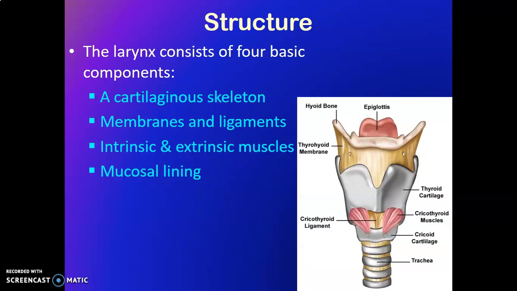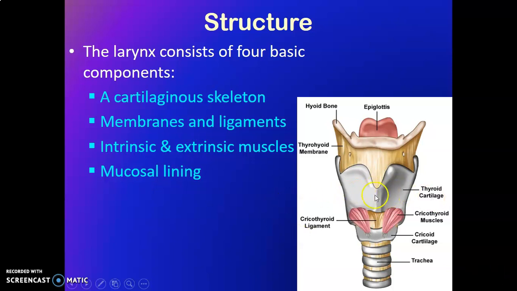So what's the structure of the larynx? It's mainly made up of cartilage. It has a cartilaginous skeleton, but we also have membranes and ligaments, intrinsic and extrinsic muscles, as well as mucosal lining. So you have those 4 components: cartilage, membranes and ligaments, intrinsic and extrinsic muscles, and mucosal lining.